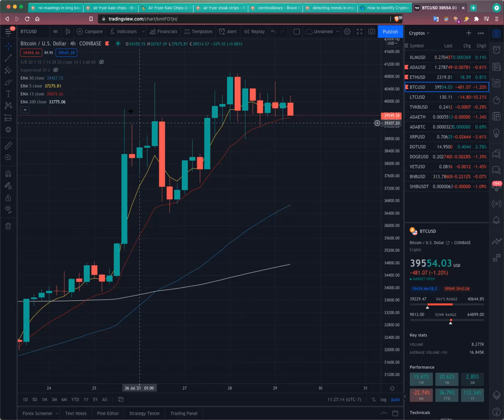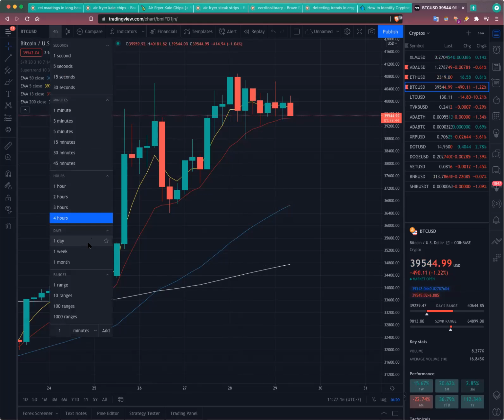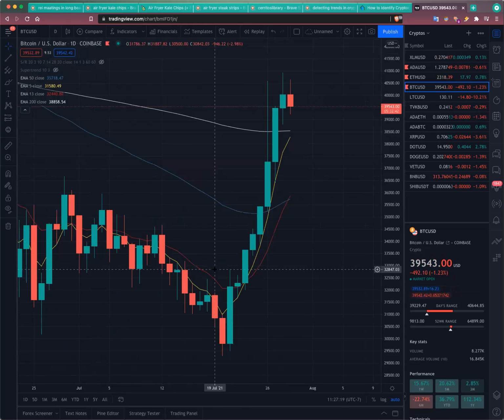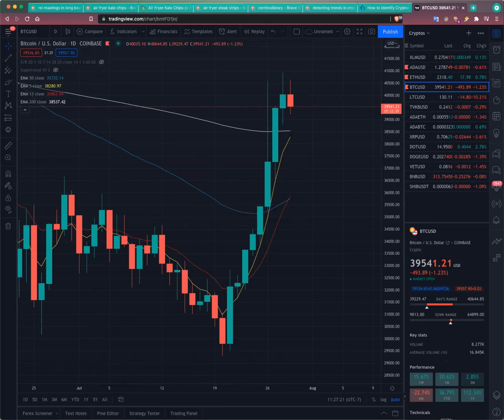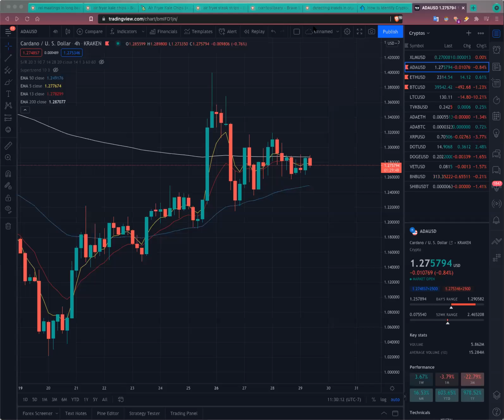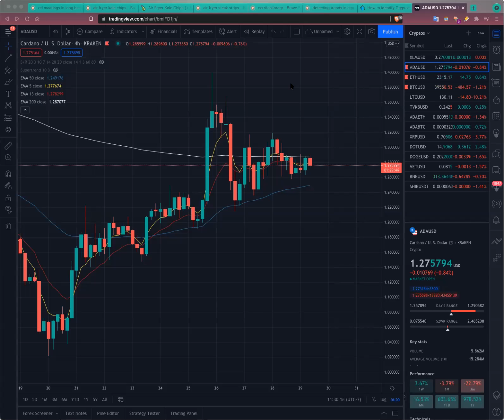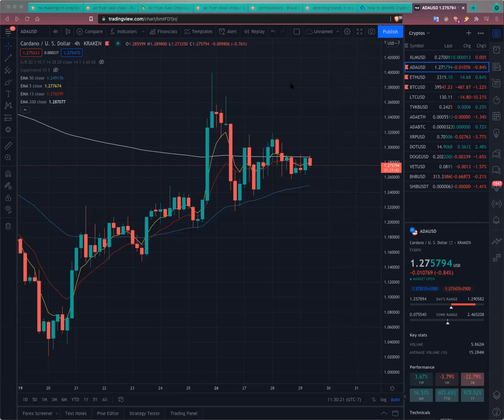Let me see, what else can I think of here? So here I switched over to Cardano. Cardano versus the US dollar. Another way that you can detect trends is by looking at the averages, the moving averages.